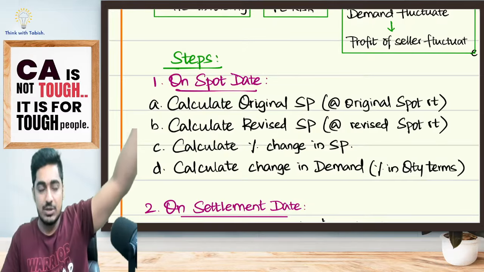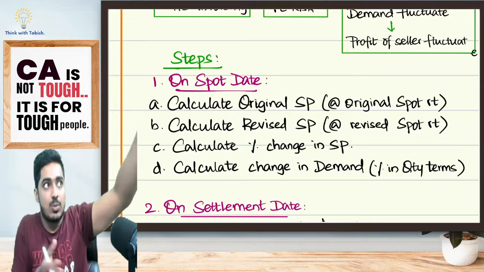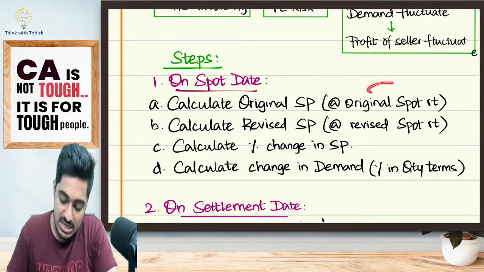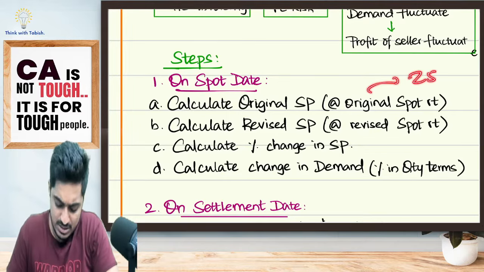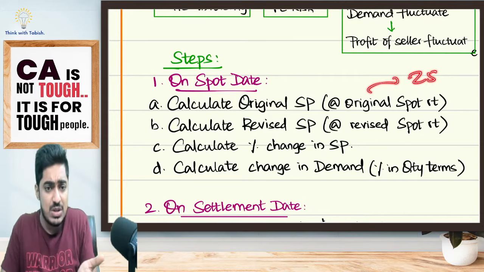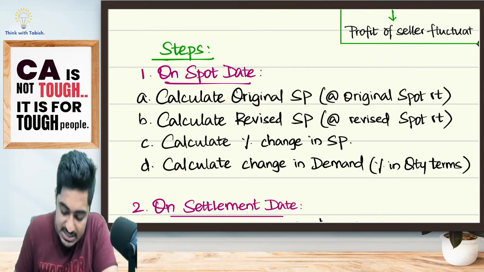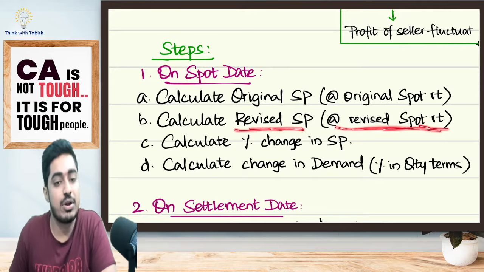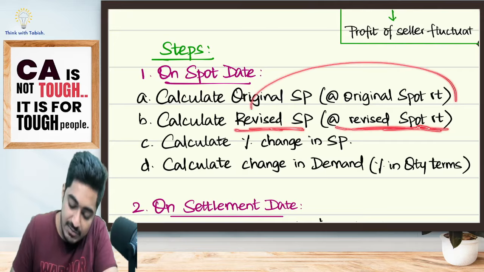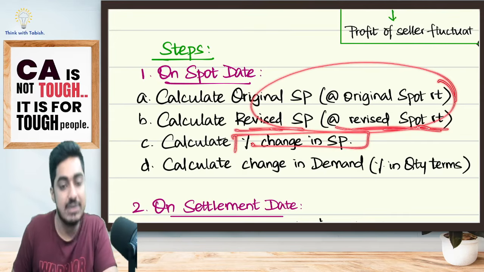From the buyer's perspective, at the original rate, what is the selling price per unit? Imagine the initial rate per unit he got is 25. After that, some fluctuations will be there. After that, what is going to be the revised selling price? I will calculate the revised spot rate, and based on that I will calculate the percentage change in selling price.